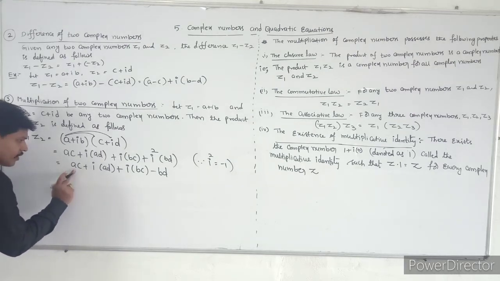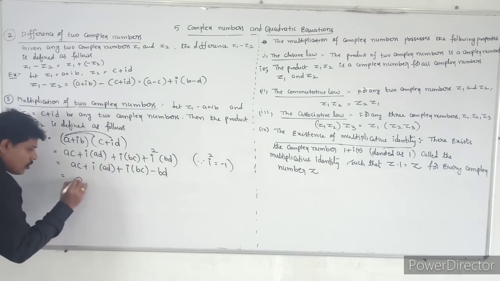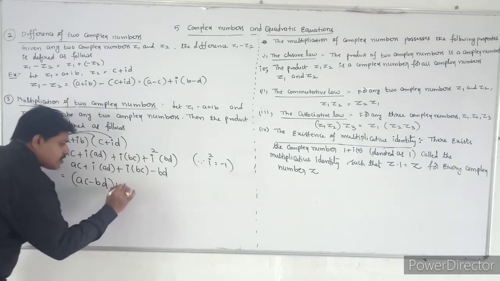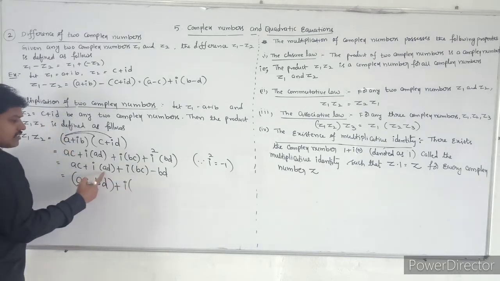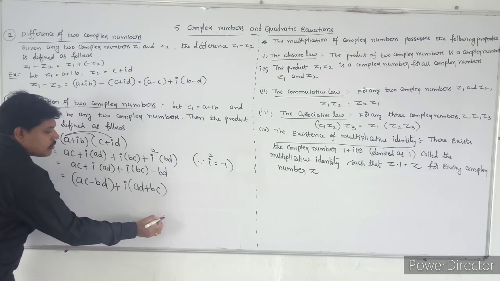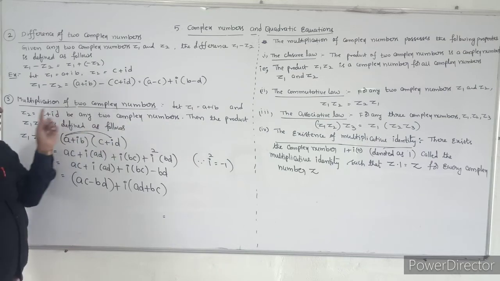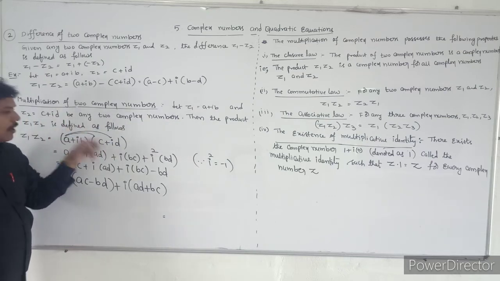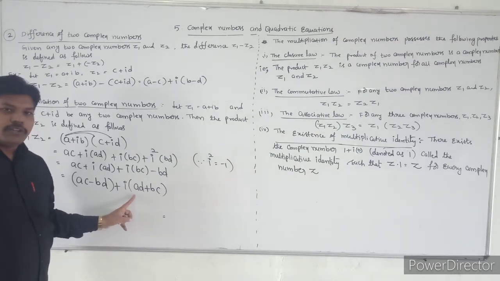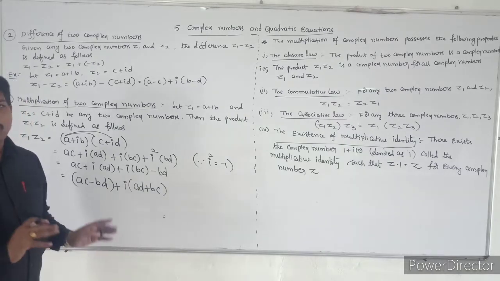So first write down the real parts. What are the real parts? ac and bd are the real parts. So we take ac minus bd plus, next take the imaginary parts, i into ad plus bc. So this is the product of two complex numbers. a plus ib and c plus id are two complex numbers, then the product of the two complex numbers is ac minus bd plus i into ad plus bc. That is the multiplication of two complex numbers.